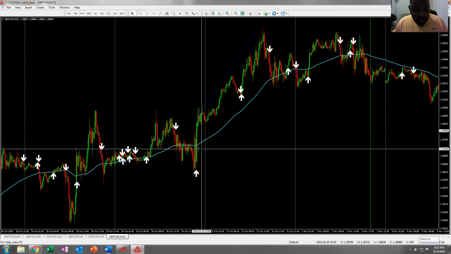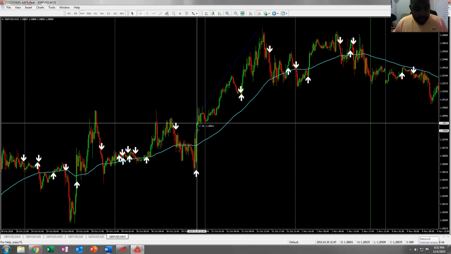Then later in the end of the day, it tells you to buy it again. Buy arrow. 6 pip drawdown. Immediately goes up by 14 pips. Into the next day, it goes up 40 pips. You know what I'm saying? The thing just spits out money.